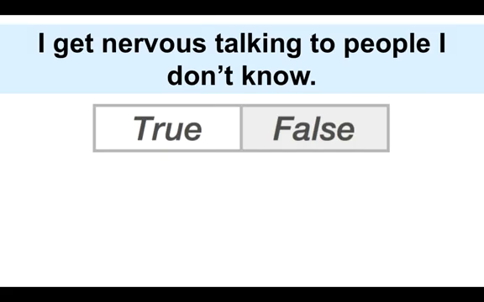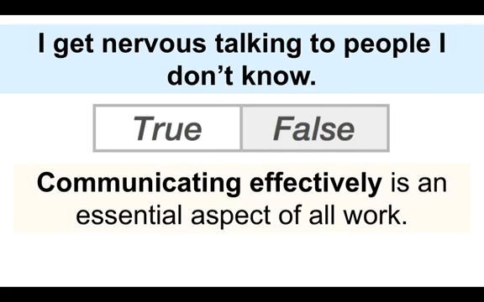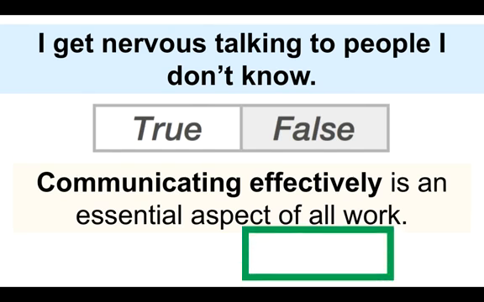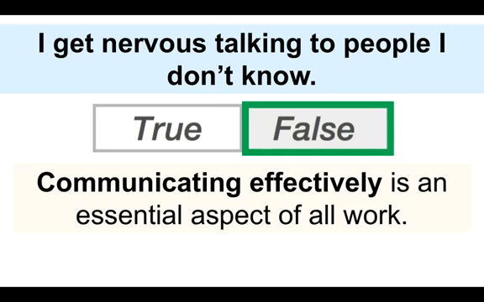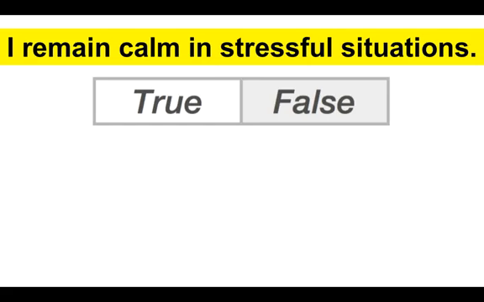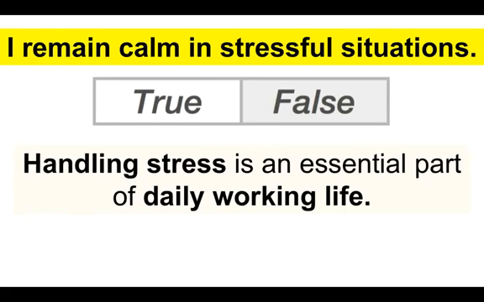I get nervous talking to people I don't know. So remember, one of them, the top one, was communication skills. So if you know that the top personality trait is communication skills in any role, then communicating effectively is an essential aspect of all work, then you would say false. I do not get nervous talking to people I don't know. I remain calm in stressful situations. So handling stress, that was another one of the traits that we came up with. That's an essential part of daily working life. So we would say, yes, true, I do remain calm in stressful situations.